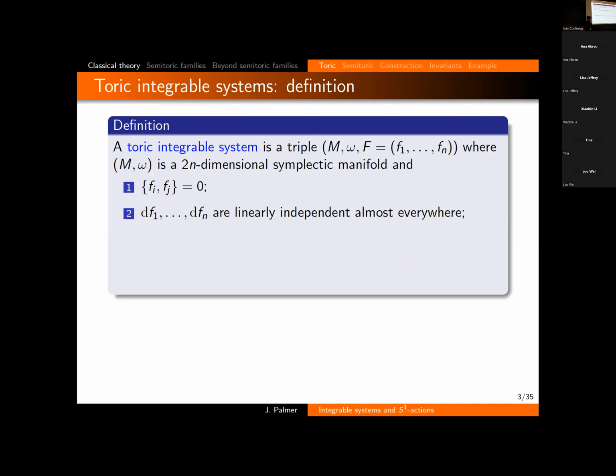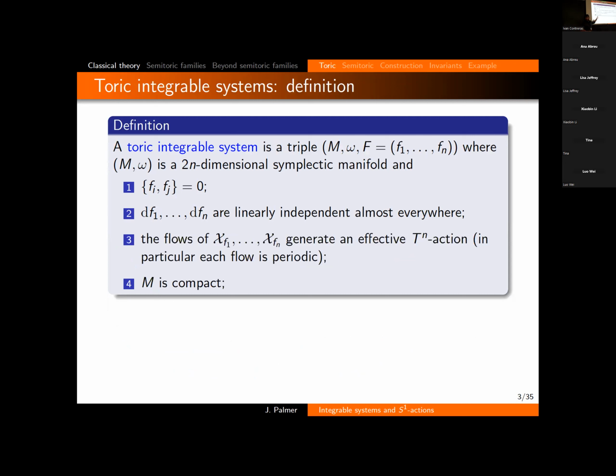So I'll start with the nicest possible type of integrable system where everything works, and then I'll talk about trying to emulate this into more general situations. So a toric integrable system is an integrable system. I have that part of the definition up already. Where furthermore, this R^n action is actually a T^n action. It's an effective action of a torus.